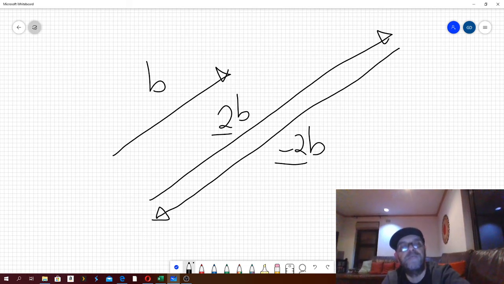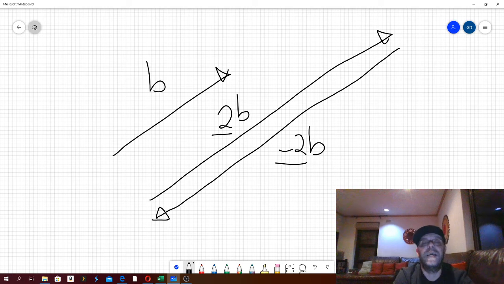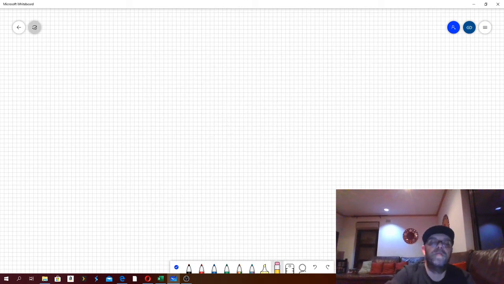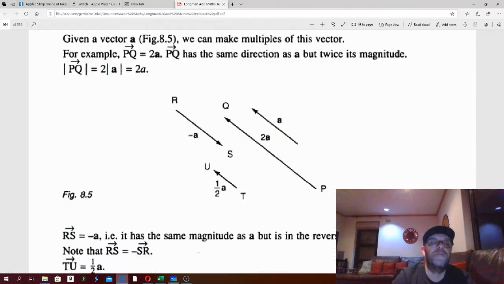So these values in front, okay, are called scalar quantities, and they are multiples. They are multiplied to the vector. So they multiply a vector, and then they indicate a vector of either double or triple, whatever value we put in front of those. Right, so let's move a little bit further and see what else we've got here.